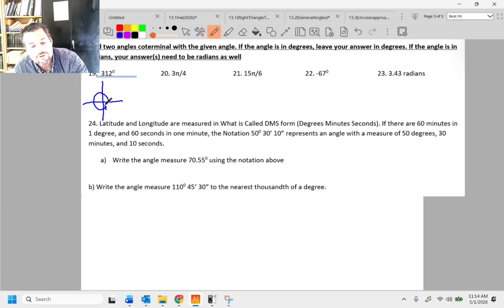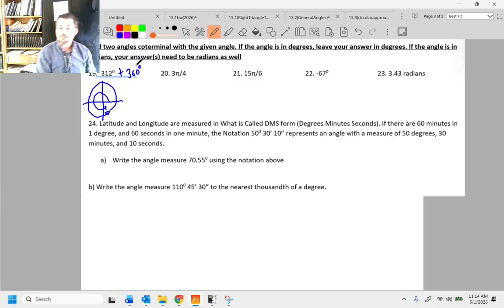All right, now there's two other angles that are coterminal with it. One of them is where you just go all the way around the circle again. That means you add 360. Actually, there's an infinite number of things that are coterminal, but 312 plus 360 is what, 672 degrees?